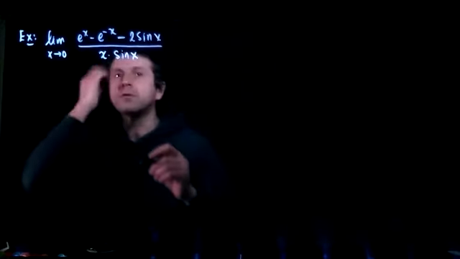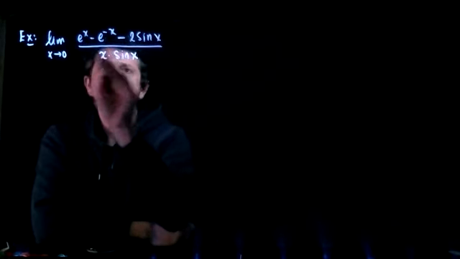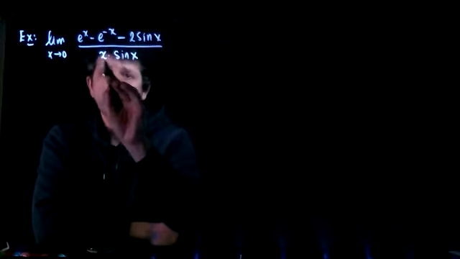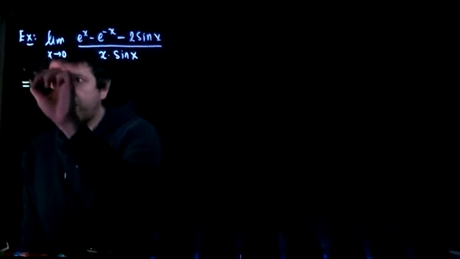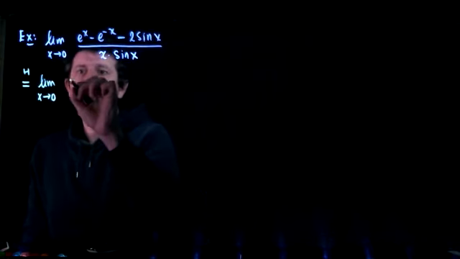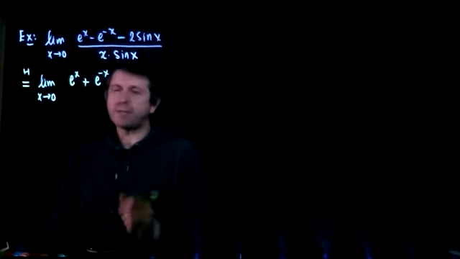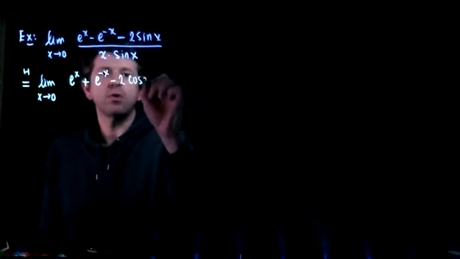Okay, so the first thing I do, I plug in 0, so I get 1 minus 1 is 0, minus 2 times sine of 0, which is 0, so I have 0 on top, and on the bottom, 0 times 0 is 0. So I will do L'Hopital's rule right away. Limit as x approaches 0, so derivative of e to the x is e to the x, minus derivative of e to the minus x is negative e to the minus x, so this becomes a plus, and then minus 2 times cos of x.